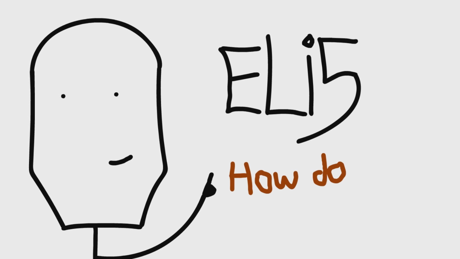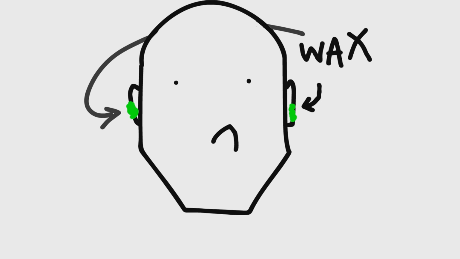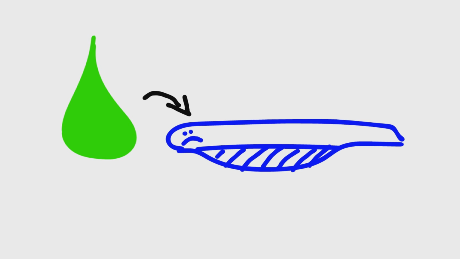Explain like I'm five. How do our ears make wax? Having wax in our ears is pretty disgusting, to be honest. Yeah, no one likes it, but why is it here and what does it do? Wax is actually called cerumen, and a lot of mammals have it. And yeah, that is a whale. I'm just not very good at drawing.